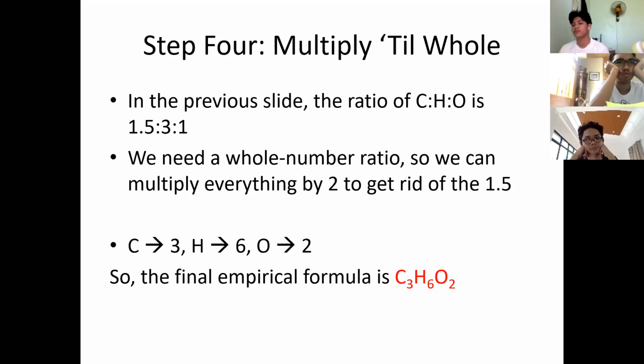So 1.5 times 2 is 3. 3 times 2 is 6. 1 times 2 is 2. Therefore, the final empirical formula of the molecule methyl acetate is C3H6O2. Question?